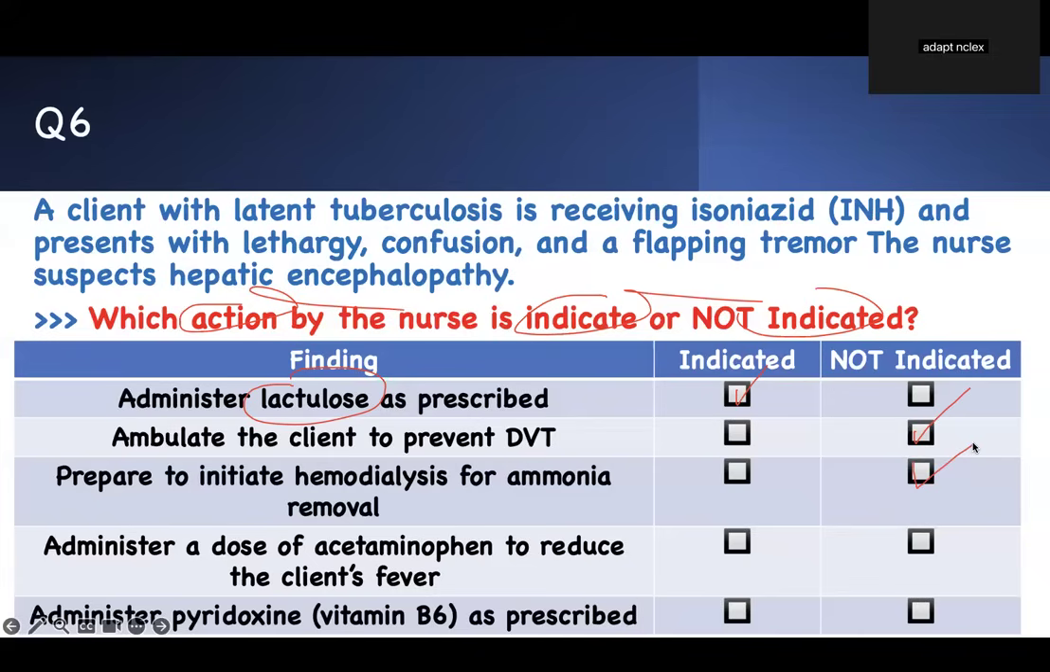We need what? Lactulose. Administer a dose of acetaminophen to reduce the client's fever. Acetaminophen is going to affect the liver. More liver damage. Not indicated. Administer vitamin B6 as prescribed. This is the antidote for what? Isoniazid, to decrease peripheral neuropathy associated with it. So this is indicated. This is content-based. It's in table form. I know you know it. This is the reason why people miss this question: it's content-based and there's a lot of traps. This is the way you should prepare to answer the questions in the NCLEX, and you'll be golden.